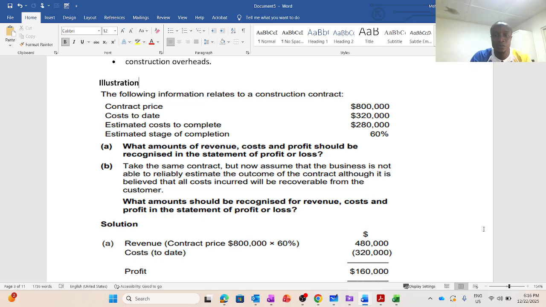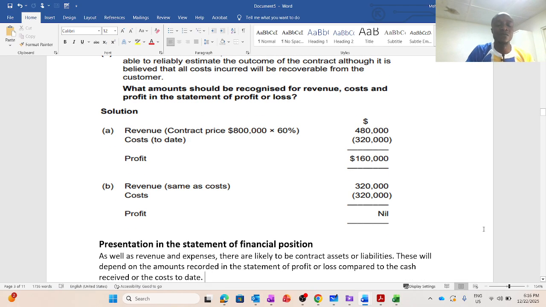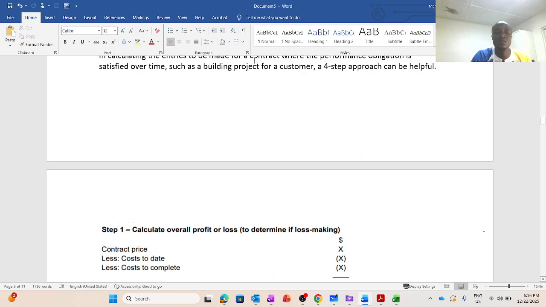So in this situation, we believe that all costs incurred will be recoverable from the customer. So the cost incurred to date is 320. So we are going to recognize revenue as 320. Why will the cost be 320? There will be no profit or loss because we don't know the expected outcome. Very simple for now. So now we are going to dive into detail on the statement of profit or loss.